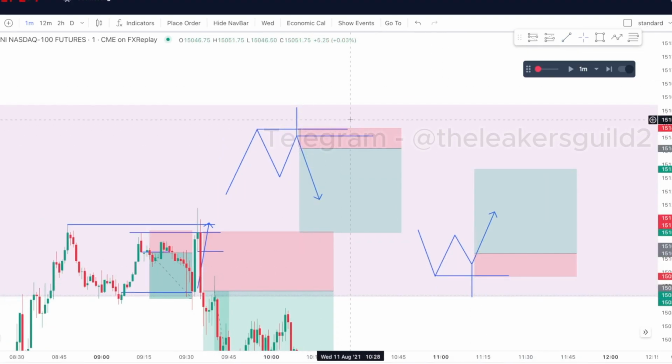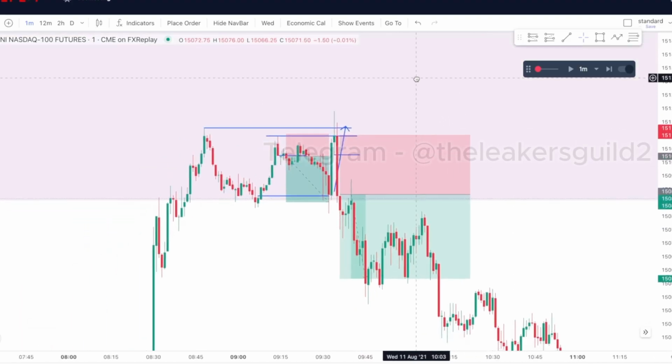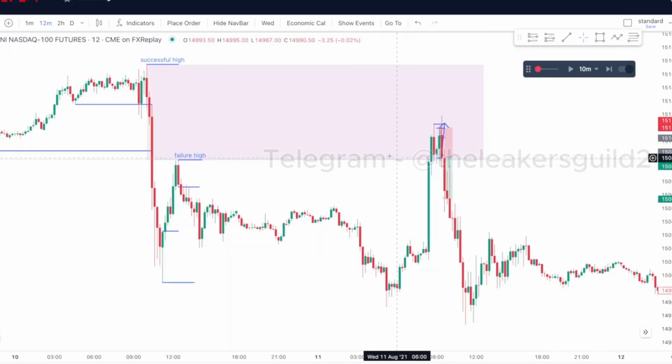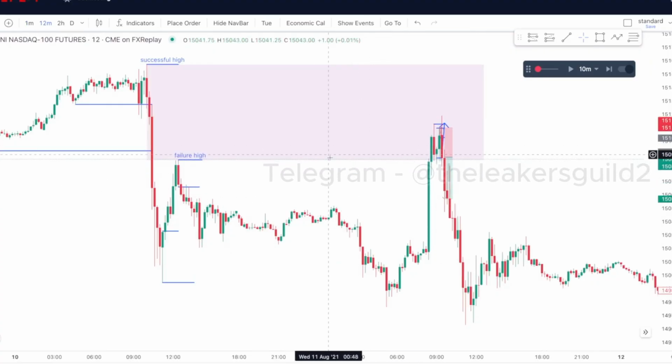If one of the pullbacks becomes invalidated, you are out of the trade. Okay, sorry for getting sidetracked. Let's get back to the invisible zone. If you've been backtesting this or if you're in my group, you know that it's not going to be this easy to find these every time.